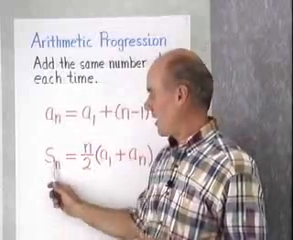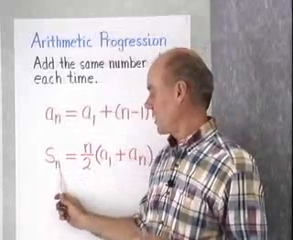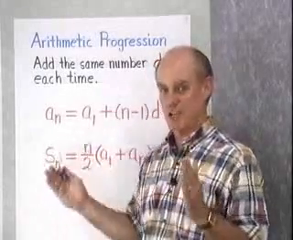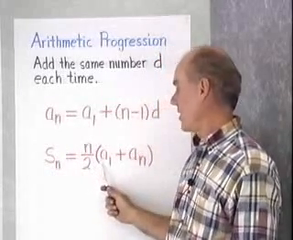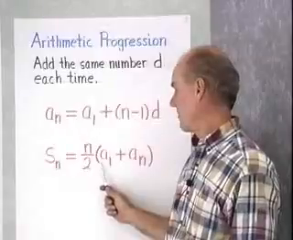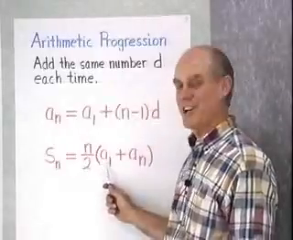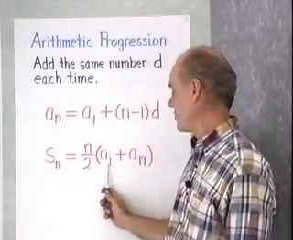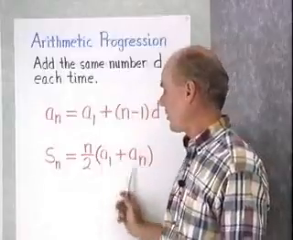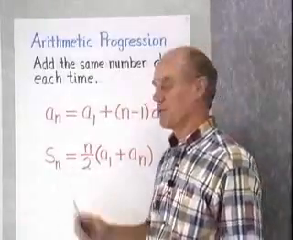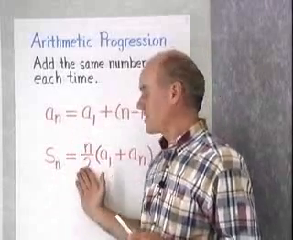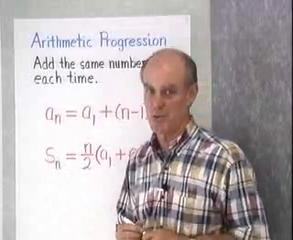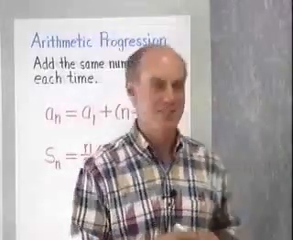Now the sum of the first n terms, that's what S sub n stands for. If you add the first n terms in an arithmetic sequence, you get n over 2 times the quantity a1 plus a sub n. So the first term plus the last term, that quantity times n over 2 gives you the sum of the first n terms of an arithmetic progression. So we want to memorize these two formulas here. Now let's go to the board and work some problems that are based on these formulas.